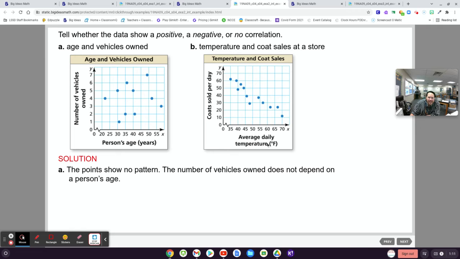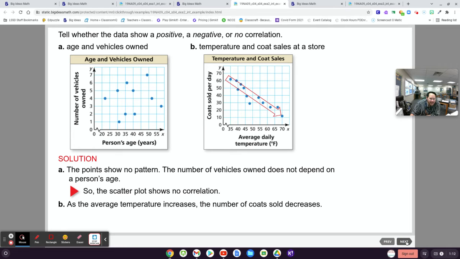Okay, for graph B, the average daily temperature and the coats sold per day. Take a look at that graph. Is that a positive, negative, or no correlation for graph B? Okay, so graph B, that one is trending down. That has a negative correlation.